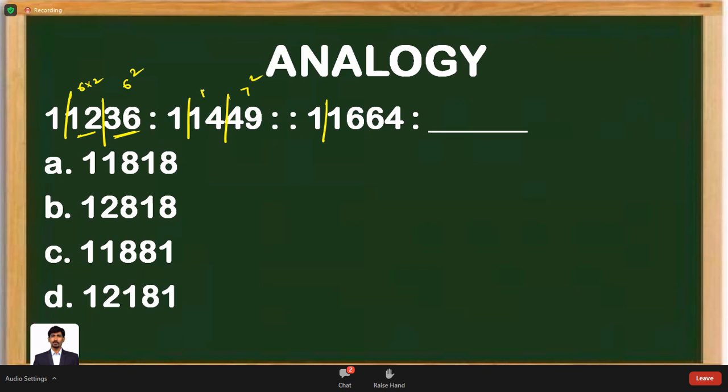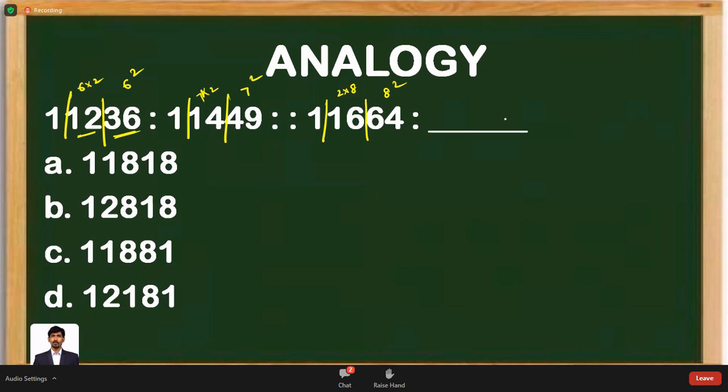Double of 7 is going to be 14. That is what is clearly given here. And look at this number, 11664. What is 64? 8 square. What is double of 8? That is 16. So this is what is happening here.